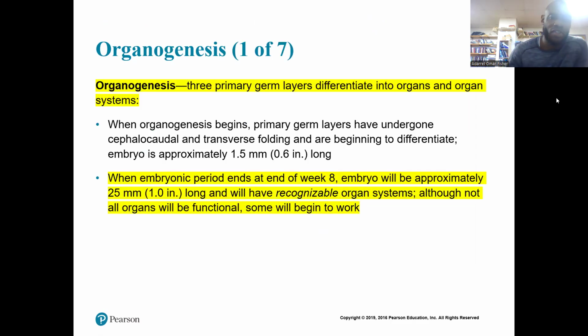Now, what I want you to see now is organogenesis. 3 primary germ layers differentiate into organs and organ systems, right? So those three germ layers, endo, meso, ecto, will differentiate into the organs and the organ systems. So organogenesis begins. Primary germ layers have undergone cephalocaudal and transverse folding. Now they're differentiating, they're forming the different parts of the body. So when the embryonic period ends at week 8, embryo will be approximately 25 millimeters, about 1 inch long. Will have recognizable organ systems, although not all organs will function.